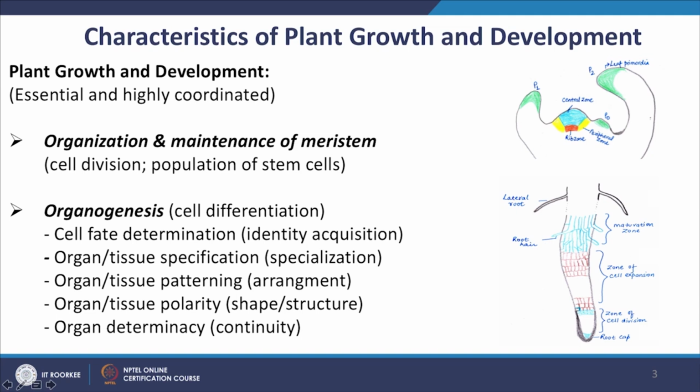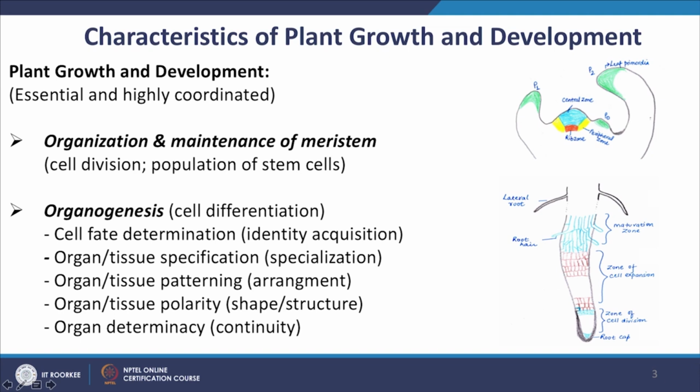If you look at the complete structure or shape of an organ, it mostly has polarity. If I draw here, if you look at a leaf, the leaf at the base is very different from the tip. This is the polarity, and this is also established during the process of development. And the final thing that happens in development is organ determinacy, whether this growth or development should continue or it should stop. So, this is called determinacy.